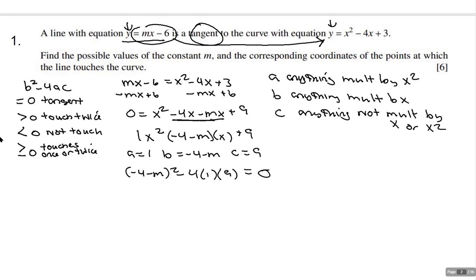If this problem had said they touched twice, or they wanted to know what the value of m is where it touches twice, then what we would have to do is make it greater than 0. And if the same exact question said, find the value of m where they don't touch at all, then we would make the discriminant less than 0. So anyway, why don't you go ahead and pause this and see if you can figure out what m is, and then start back up again as soon as you're ready.